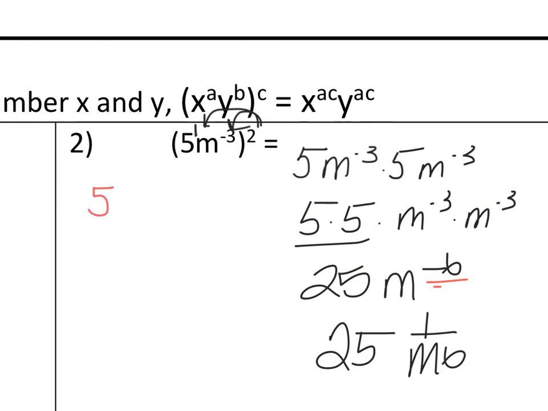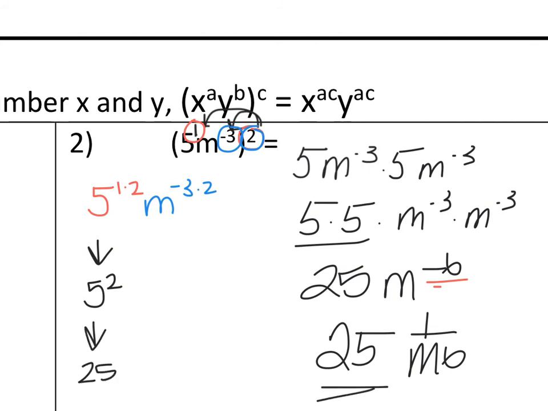It would be 5 to the 1 times 2, because we're multiplying 2 times this exponent, and it would be m to the negative 3 times 2, because we're multiplying the 2 times the negative 3. That's going to be 5 squared, which gives us 25, which is what we have over here. This is going to give us m to the negative 6, because 2 times negative 3 is negative 6, and we can also write that as 1 over m to the 6th.